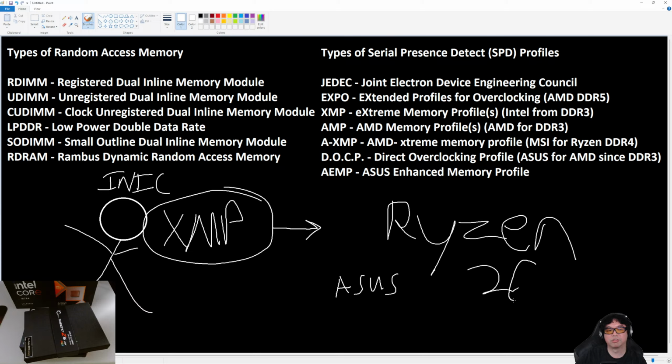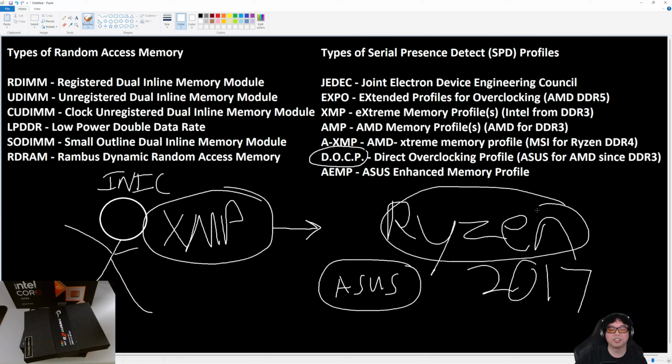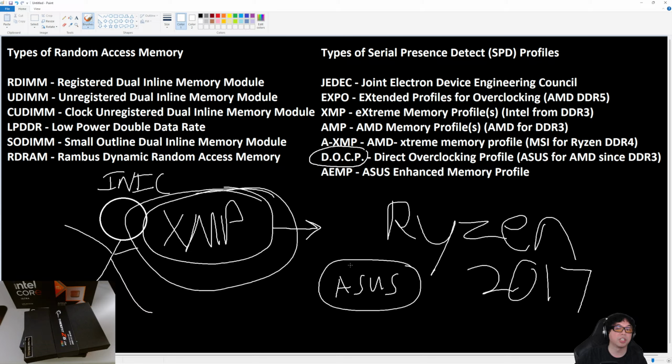Ryzen comes out in 2017. However, there was no DDR3 AMP profile, because it was basically gone when the Jedi Temple was destroyed on Coruscant. AMP was destroyed with it, so there was no more AMP profile. So throughout the entire DDR4 era, you had companies like ASUS utilize technology that they developed, like DOCP, for Ryzen. You could take Intel XMP RAM, plug it into an ASUS motherboard, load DOCP, and it would just work as if it was on an Intel motherboard.